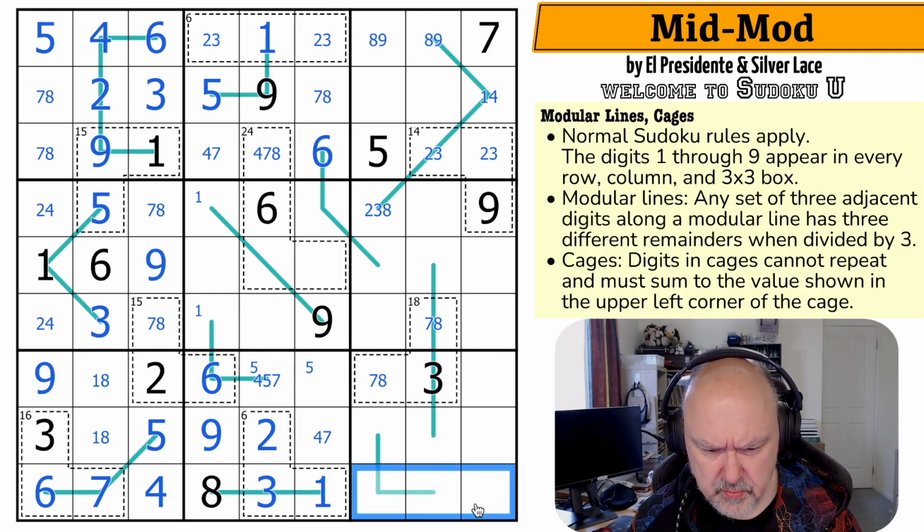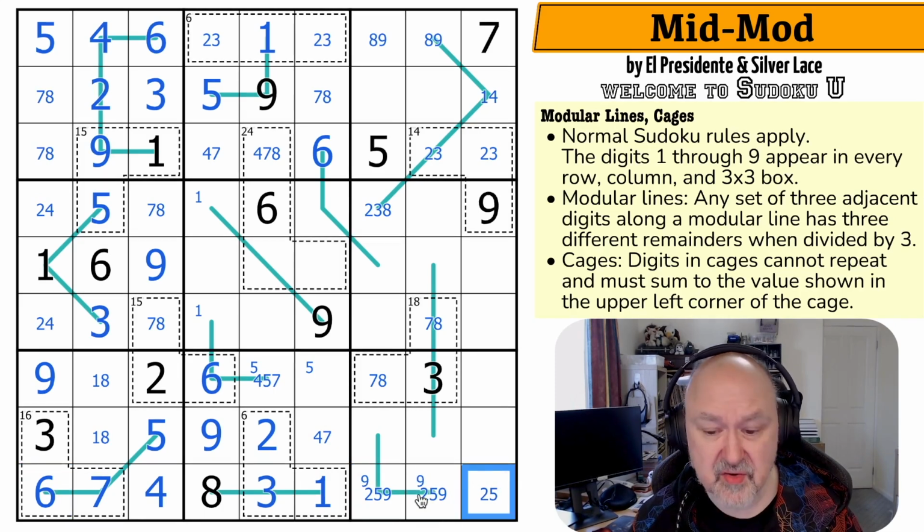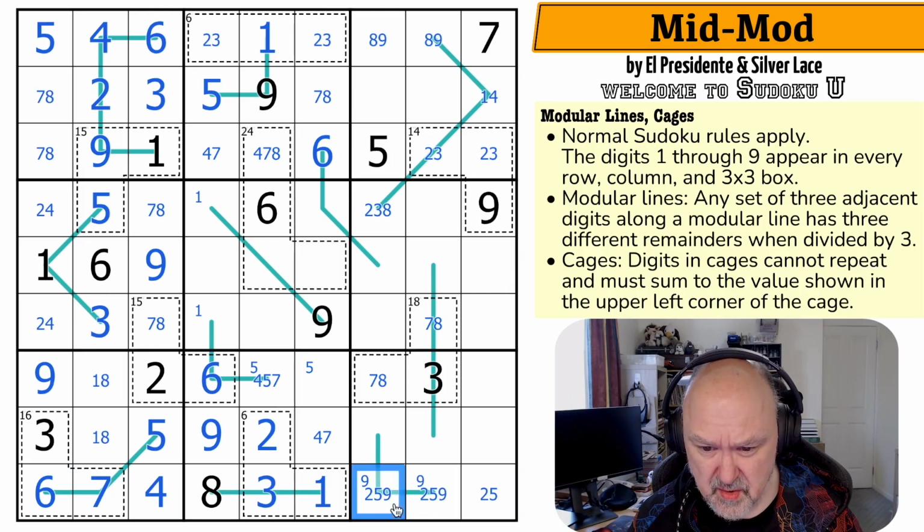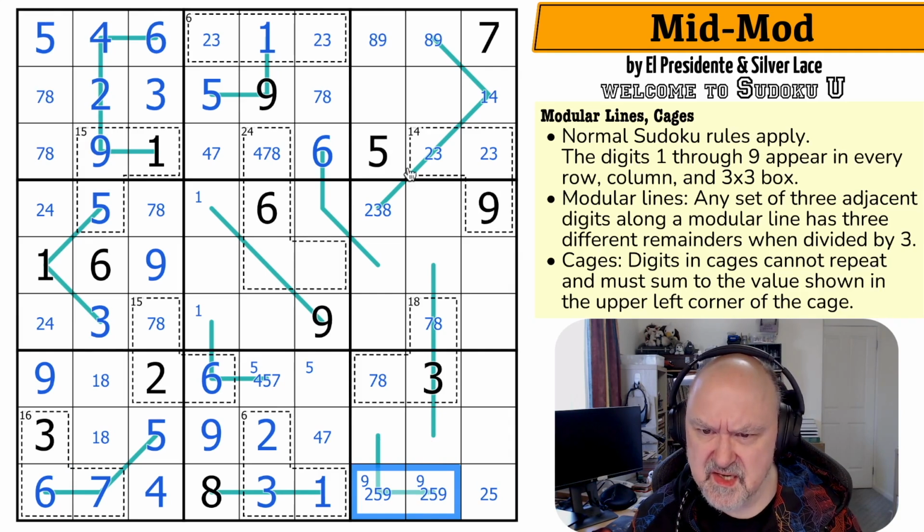This is a triple. 2, 5, 9. And 2 and 5 are from the same modular group. So there must be a 9 on there. I could have got that by Sudoku. Okay. So 9 is in here. Oh no, don't do that. I've already got the 9.